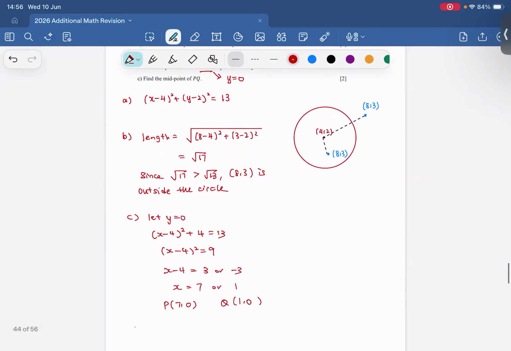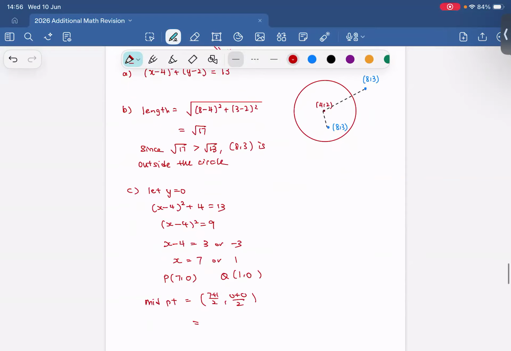Find the midpoint of PQ. So the midpoint is just add them and divide by 2. 7 plus 1 over 2, 0 plus 0 over 2. We get (4, 0).